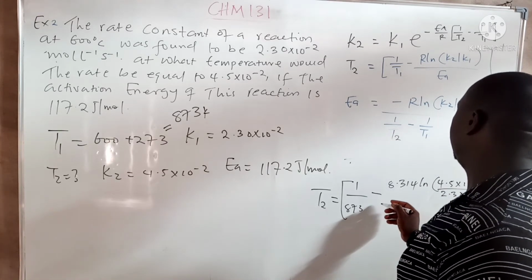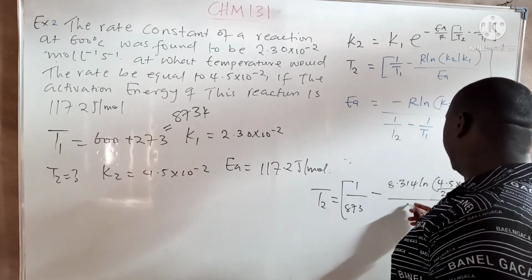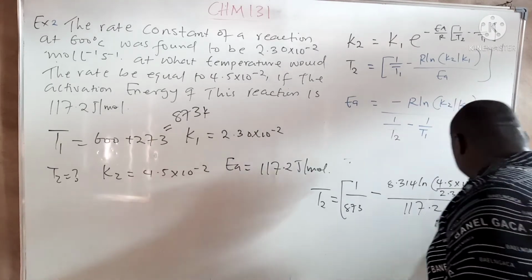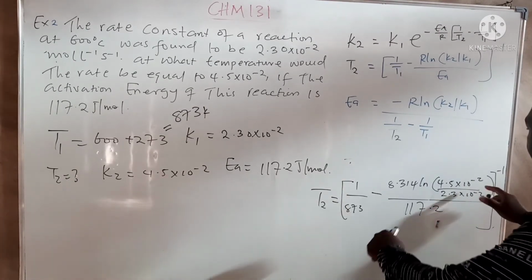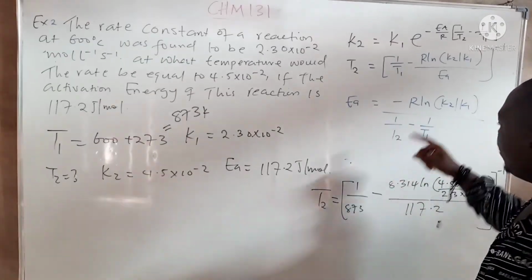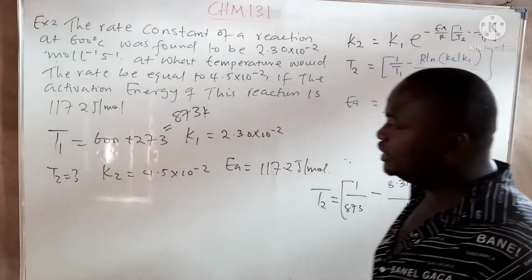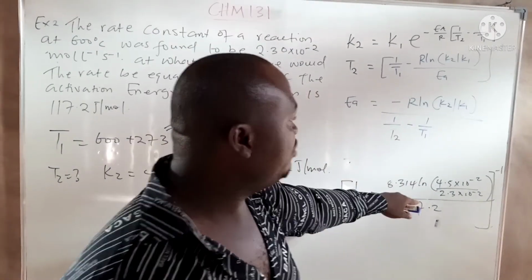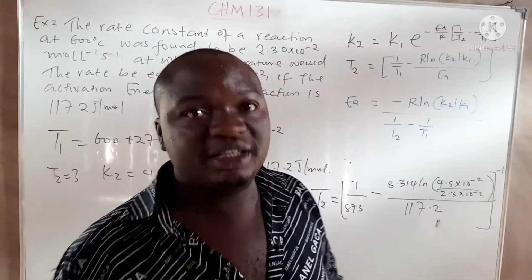Now everything here, look at the formula here, divided by the activation energy 117.2. You will never even make this mistake. In this formula, everything here is raised to minus 1. It means that immediately you punch your calculator, whatever answer you get from this bracket, you have to do 1 all over the answer to get your T2. I will repeat again. Whenever you punch your calculator and get this answer here, you have to do 1 divided by that answer to get the real answer. Don't make that mistake, please.